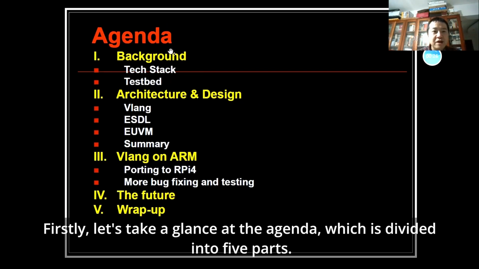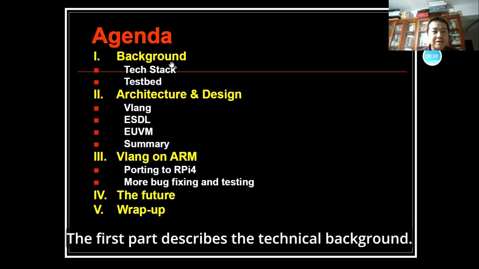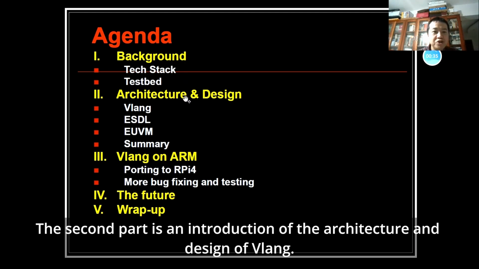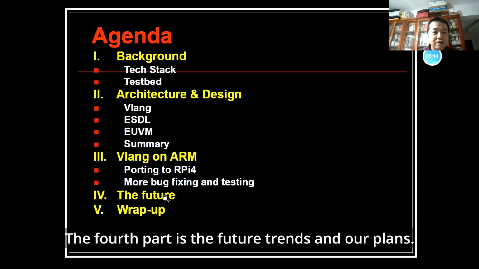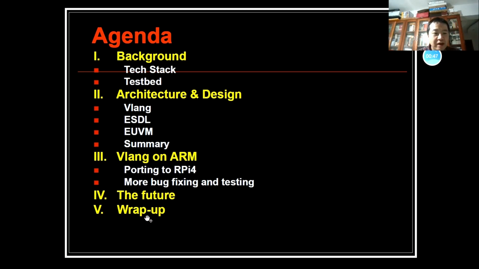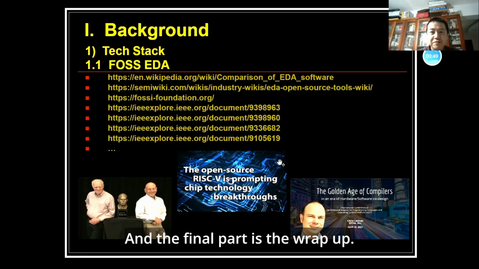Firstly, let's take a glance at the agenda, which is divided into five parts. The first part describes the technical background. The second part is an introduction of the architecture and design of Vlang. The third part is about our effort for porting Vlang to ARM. The fourth part is the future trends and our plan. And the final part is the wrap-up.